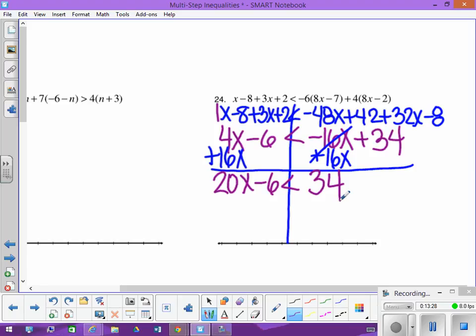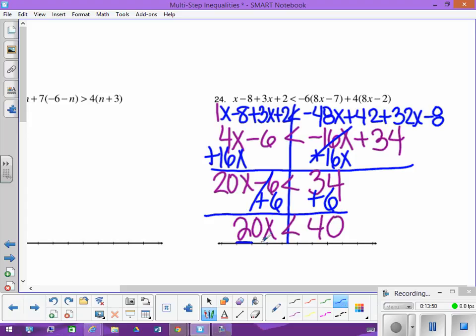Building things one step at a time. Doesn't mean you have to, in your head, go straight to the answer. It means you take it one step at a time. Well, now we're to a two-step equation. In this case, inequality. So when we add 6, we're going to have 20x is less than 40. Divide both sides by our 20. And x is less than what? 2.